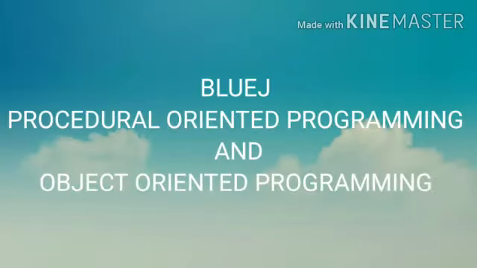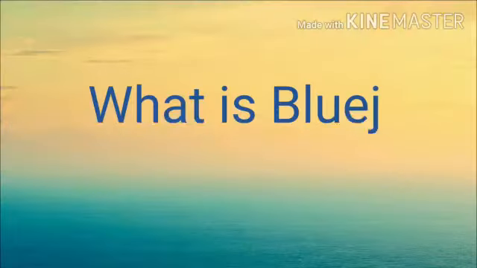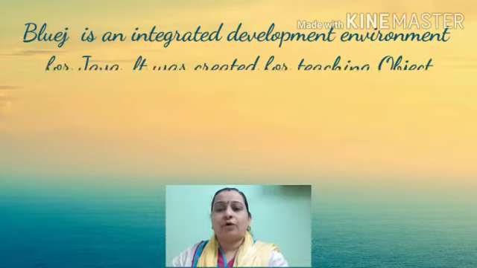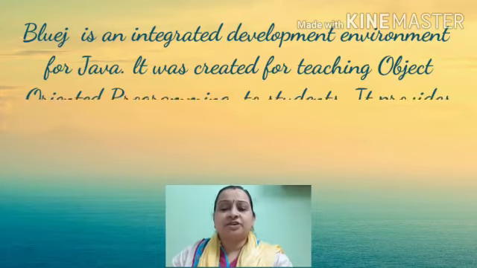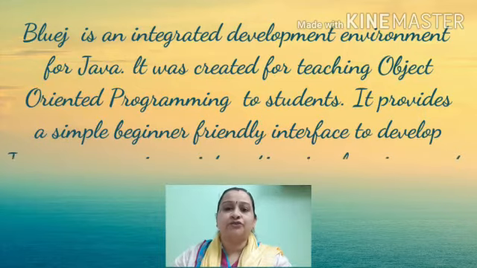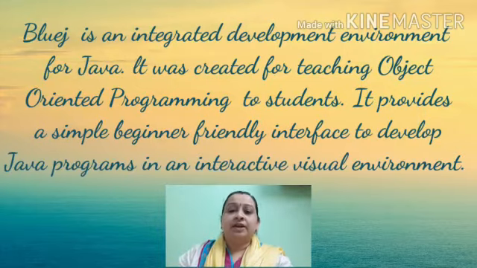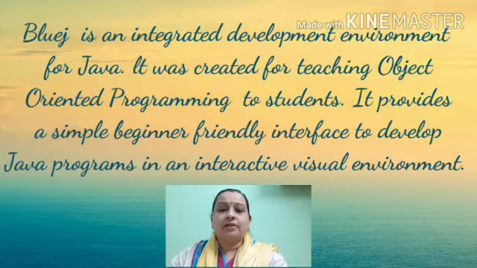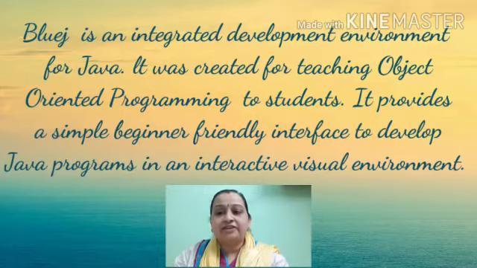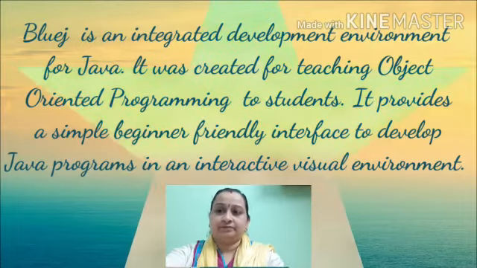BlueJ, procedural oriented programming and object oriented programming. What is BlueJ? BlueJ is an integrated development environment for Java. It was created for teaching object oriented programming language to students. It provides a simple, beginner friendly interface to develop Java programs in an interactive visual environment.